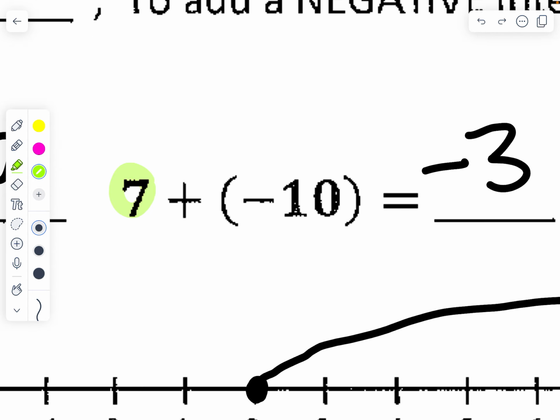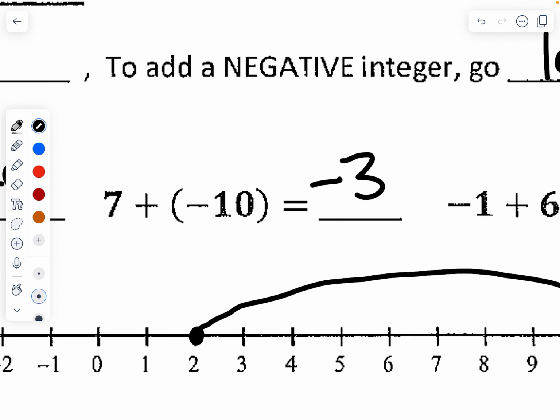These two had different signs, a positive 7 and a negative 10. And we got negative 3. So if you think 10 minus 7, that is 3. And the 10 is the higher number, which we would really think of as the number further from 0. So really you could just subtract and keep the sign of the number that is further from 0.